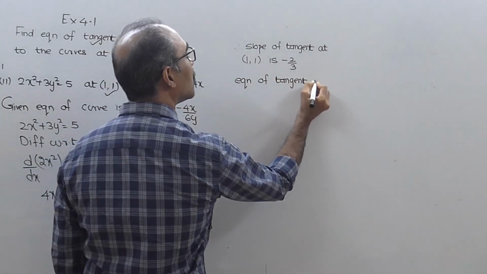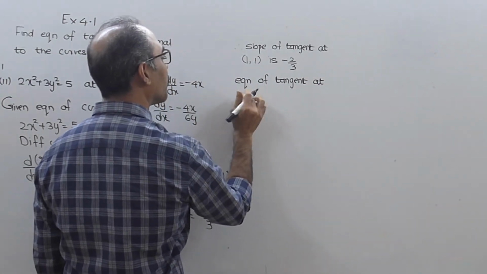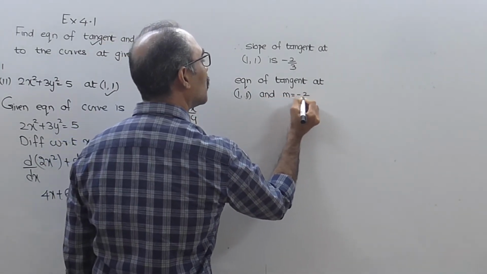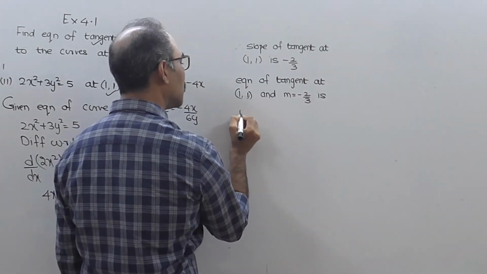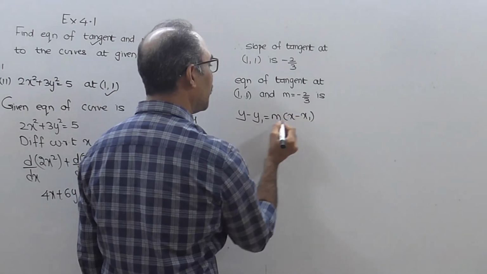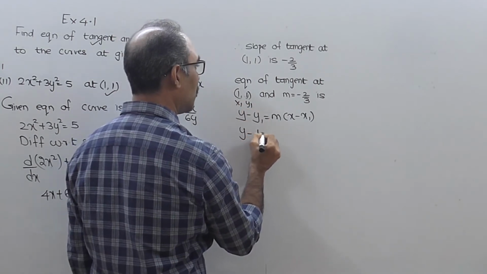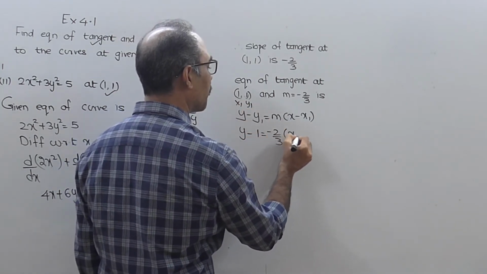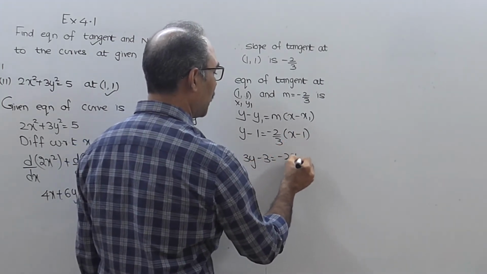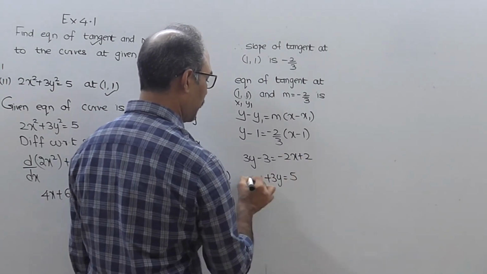Equation of the tangent at 1 comma 1, and m equal to minus 2 by 3, is y minus y1 equal to m into x minus x1. This is x1 and this is y1. So y minus 1 equal to minus 2 by 3, x minus 1. Cross multiply: 3y minus 3 equal to minus 2x plus 2. So I get 2x plus 3y equal to 5.